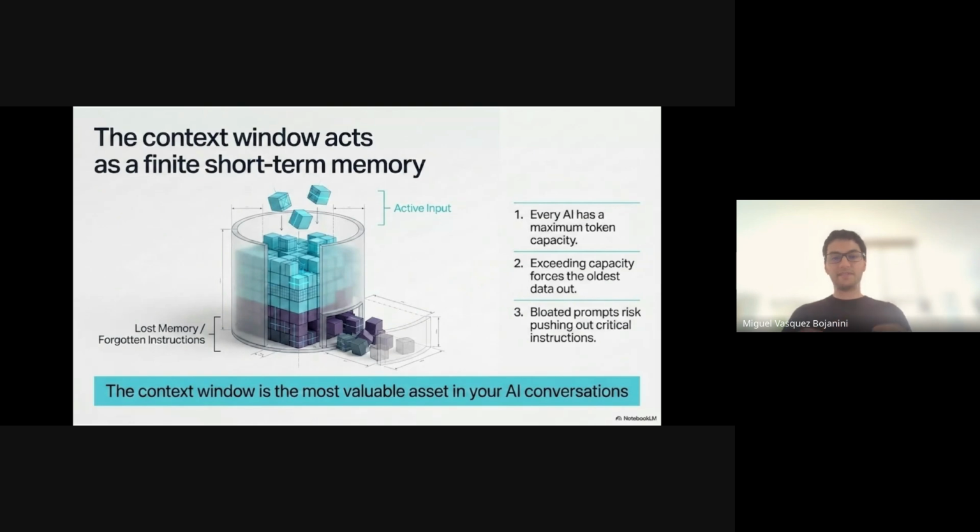The context window is the most valuable asset in your AI conversations, because if it fills up, and it will eventually be filled, you're going to start losing context and losing memory. As a human being, when you retain a lot of information, you start forgetting things. The same thing is going to happen to the AI. It is going to start forgetting things, worsening your outputs, and increasing your billing and the amount of tokens that you're spending, because you're sending and receiving a lot of tokens that are not necessarily related to the objective that you want. So it is very important. The main takeaway of this slide is that the context window is huge, and you need to have it in mind every time you talk with AI.